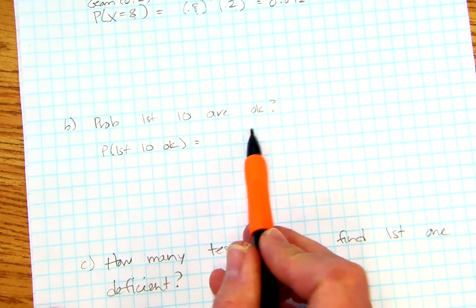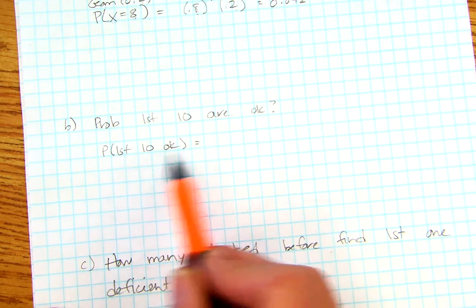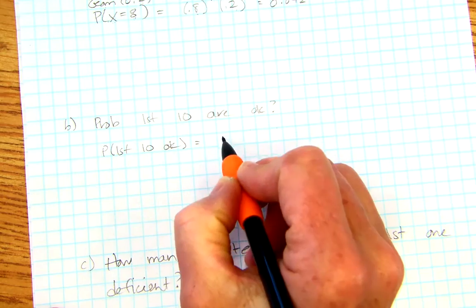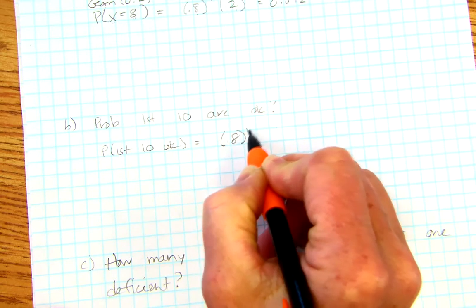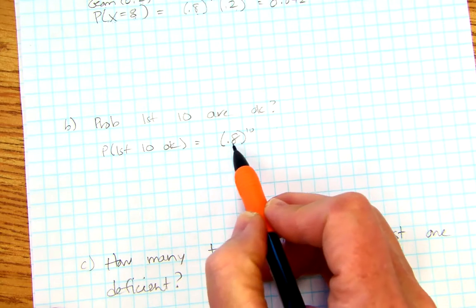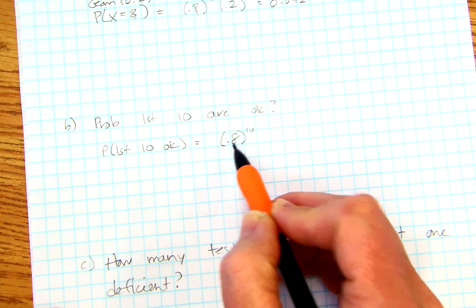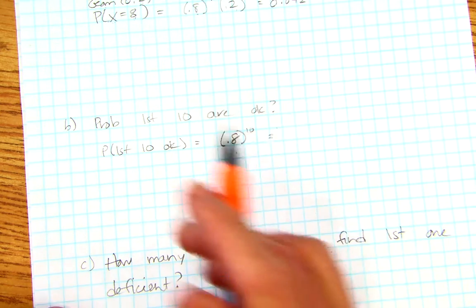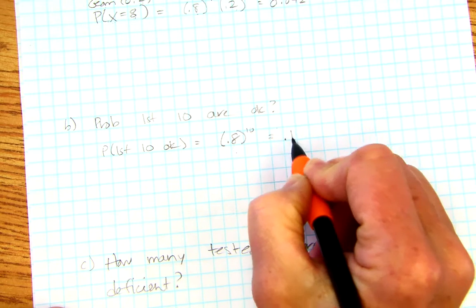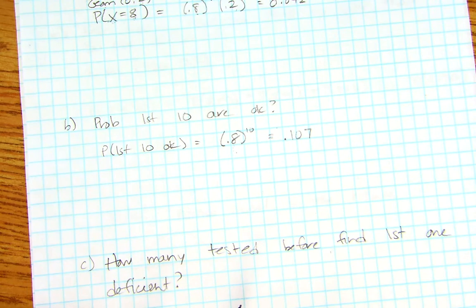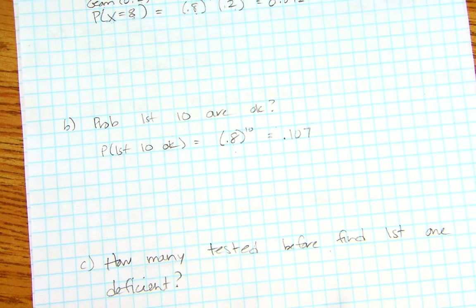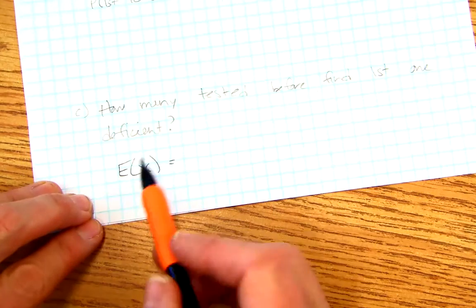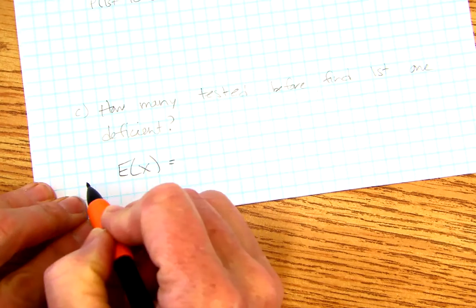What's the likelihood that the first 10 are okay? We don't really have notation for this, but what does that mean? That means that we got 10 in a row, not deficient and not deficient and not deficient, 10 times. So that's just 0.8 to the 10th, which is 0.107.